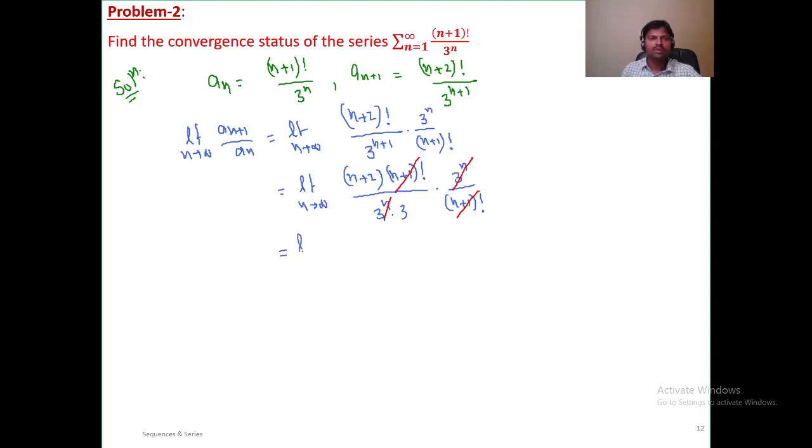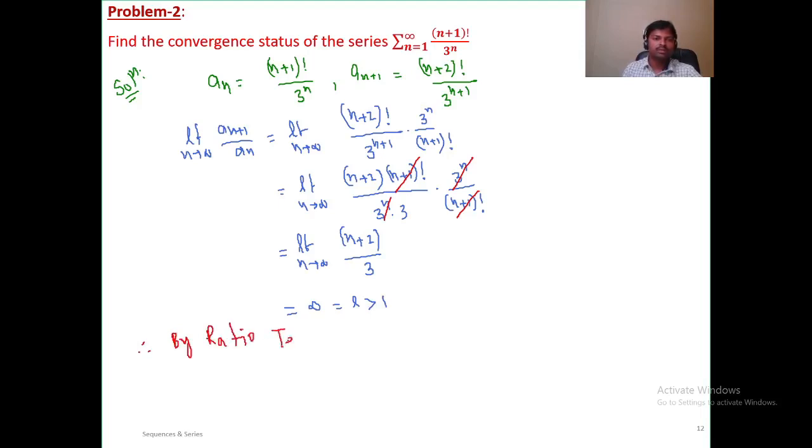So now limit n tends to infinity. What remains? n plus 2 divided by 3 only, right? Check once. Yeah. So now this will be infinity. So what did you get? Infinity, which is the L value, which is more than 1, right? More than 1. Therefore, conclusion: by the ratio test, sorry, not the limit comparison test, by the ratio test.